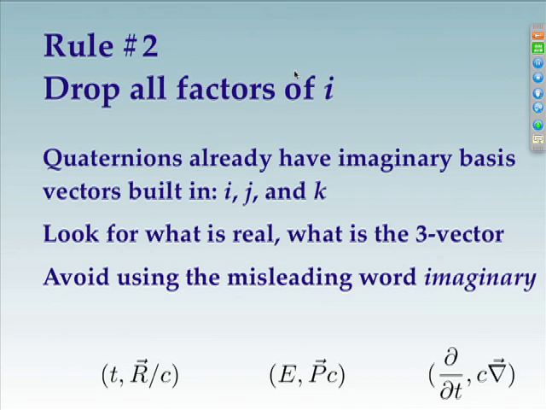Okay, rule number 2 is very easy. Drop all factors of i. Factors of i are rather popular in quantum mechanics books, but because I'm using quaternions, it's got an i built in. It also has a j built in. It has a k built in. It's nice to have these things built in.